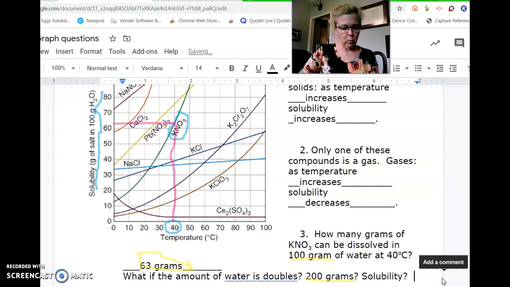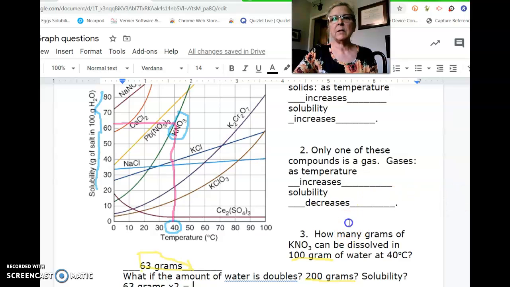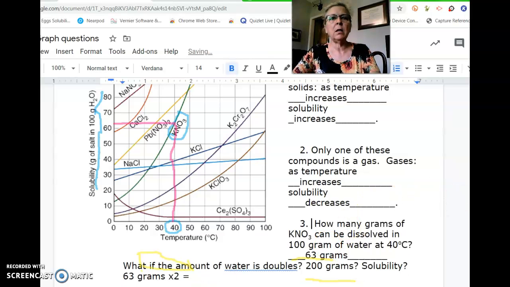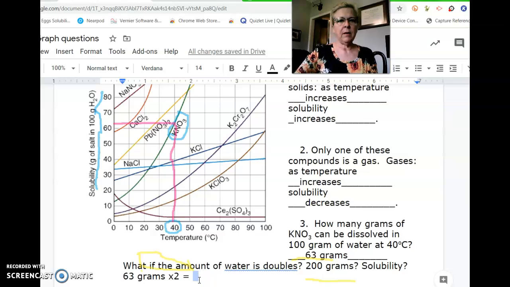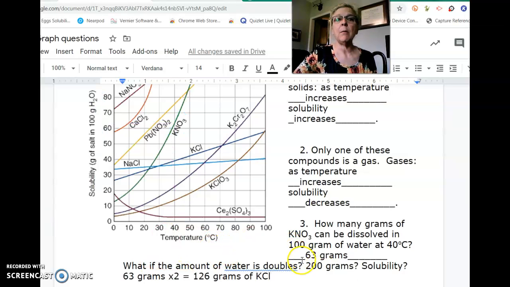To answer this question, we would multiply 63 grams times 2. And if we do that, and I'm going to get rid of the space so you can see what is going on, we will end up with approximately 126 grams of KCl. So that's the kind of thing that you are going to be doing while you answer some of these questions.